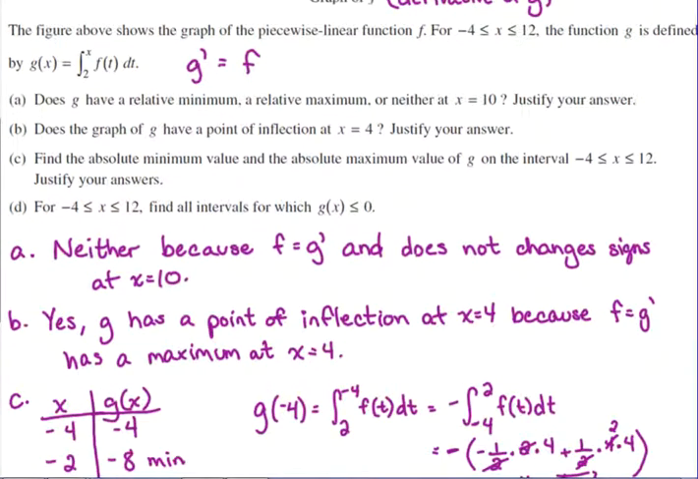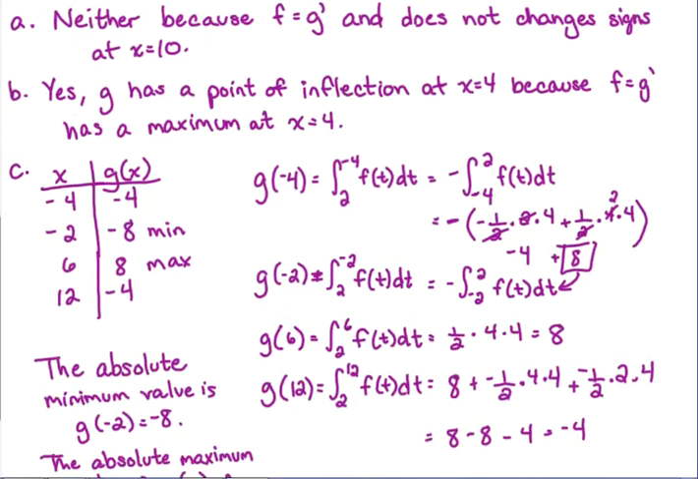Be careful with this one because it wants to know if g of x is less than 0. So g of x itself has a negative value. It's not asking where it's decreasing. That would be if f of x were less than 0. Since f is its derivative, that would be saying where g is decreasing. This is actually asking where the function is negative.